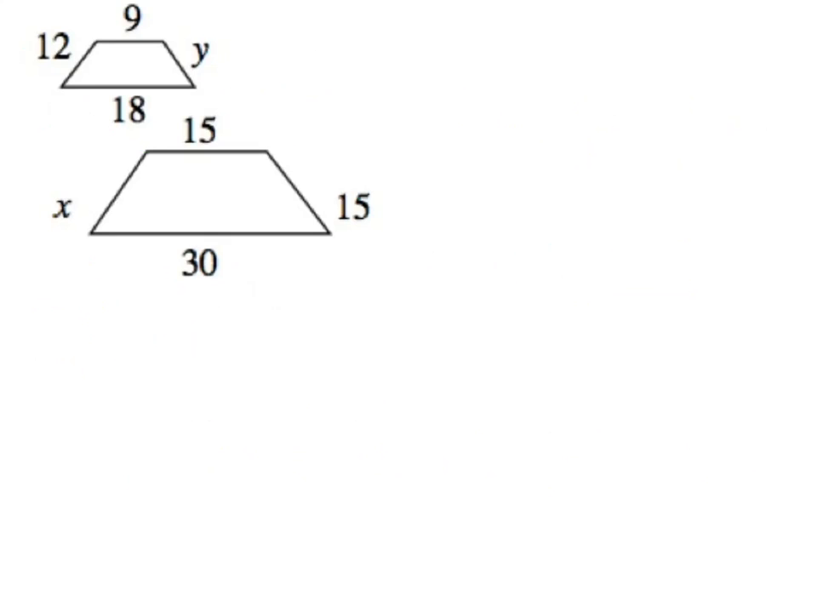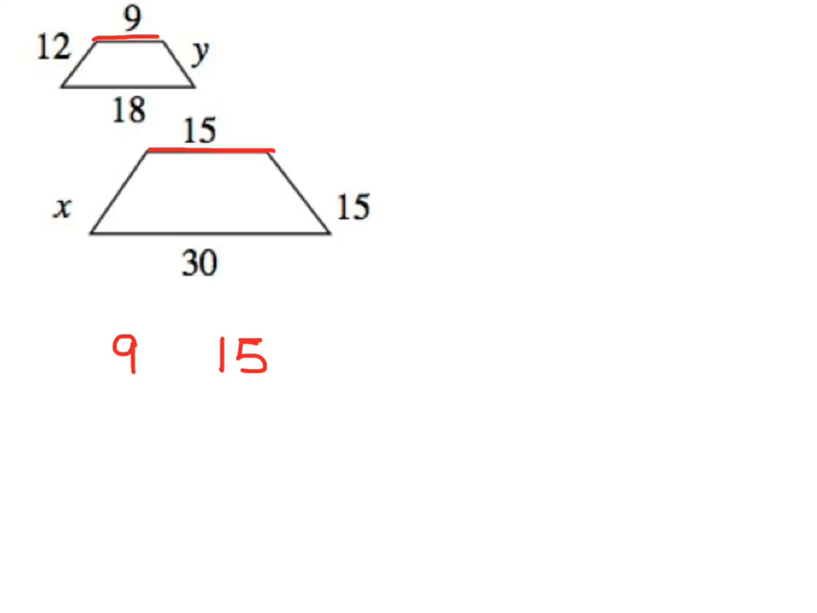All right, let's try another one. This one's a little trickier. There's still two to work with. And there are other ways to do this, right? You can pick really any combination as long as the numbers correspond. So I'm going to pick 9 and 15, right? 9 is going to turn into 15. And that means I need to pick some other numbers, right?